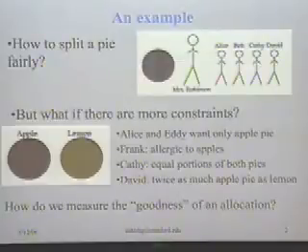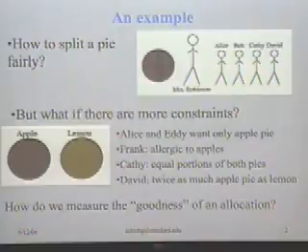The question is, what happens if there are more constraints? Imagine Alice and Eddie only want apple pie. Frank is allergic to apples. Kathy wants equal portions of both pies because she likes to have 1 bite of this and then 1 bite of that. And David wants twice as much apple pie as lemon. Now Mrs. Robinson comes up with some allocation of these pies to her kids.